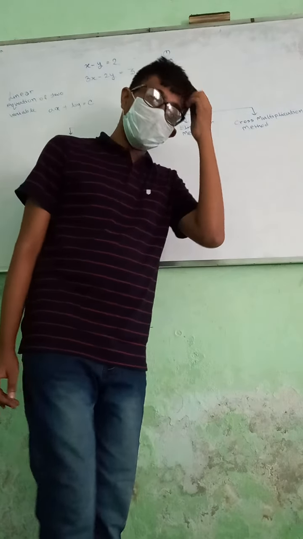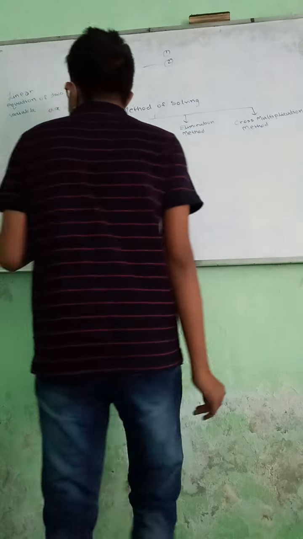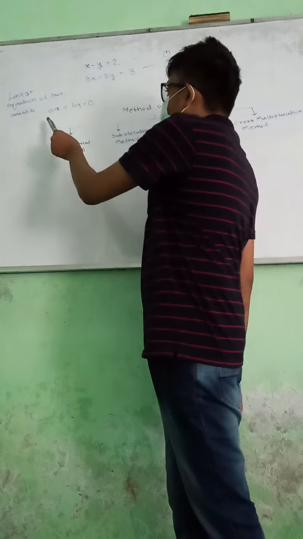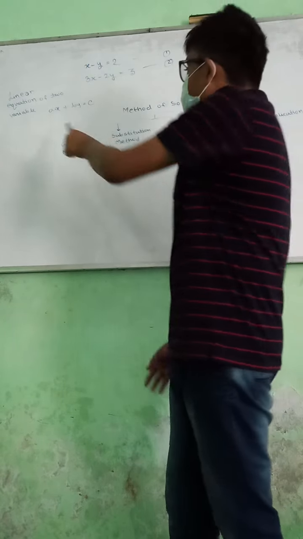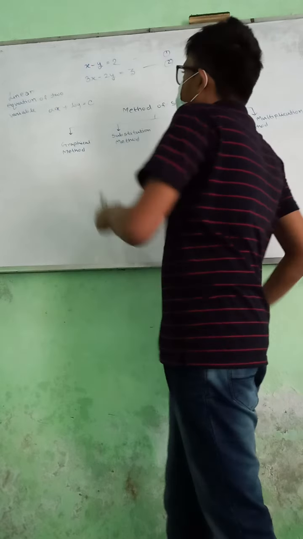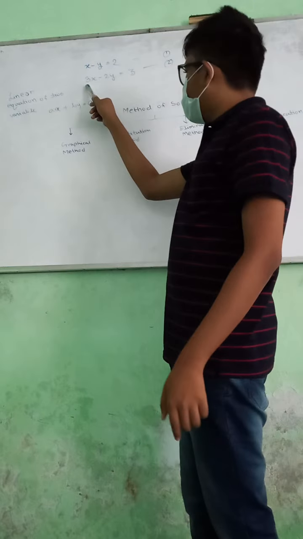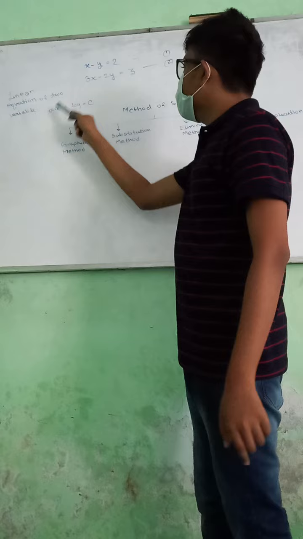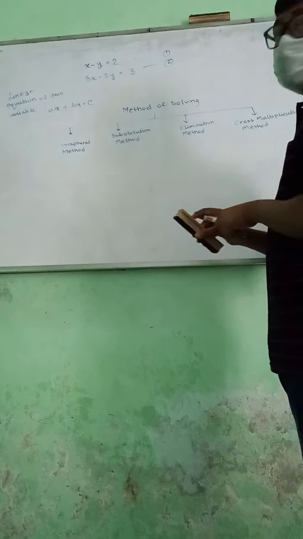Before going there, let me tell you what a linear equation actually means. A linear equation means any equation that has the form ax plus by equals c, where a, b and c are constants. Here you can see that in those two equations their form is very similar, where in this case b equals -2, a equals 3 and c equals 3. So let's start discussing our cross multiplication method.